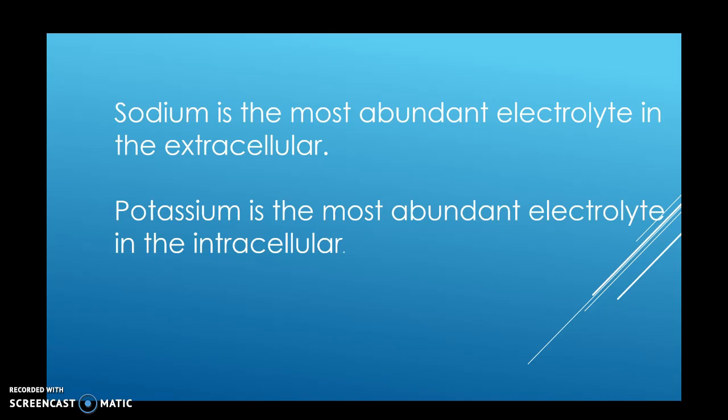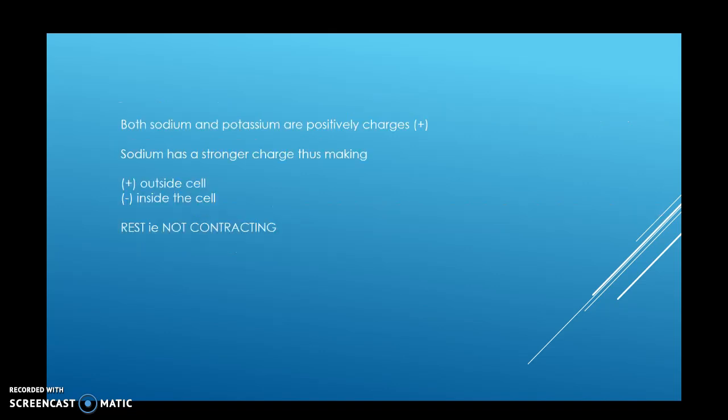And do we know the abbreviations? Sodium is Na and potassium is K. So we write Na on the outside and K on the inside of that circle. Okay? Most abundant on the outside, sodium. Most abundant on the inside is potassium. Alright, so you should have your circle drawn, and you've got the Na on the outside and a K on the inside.